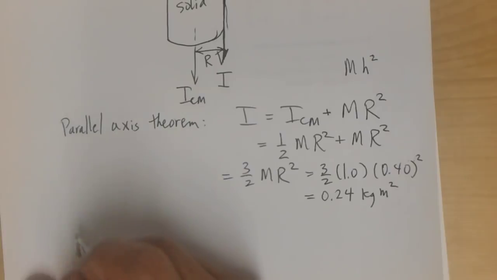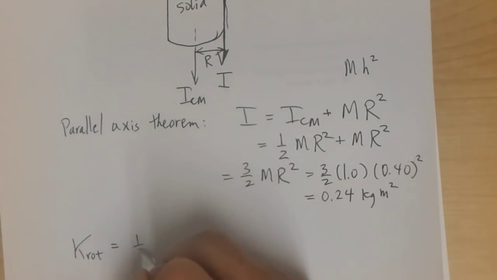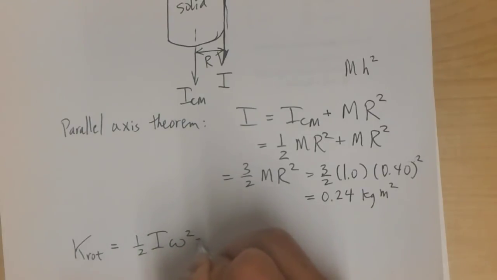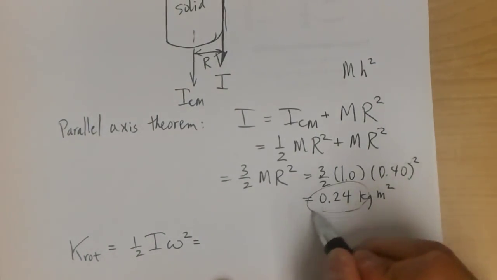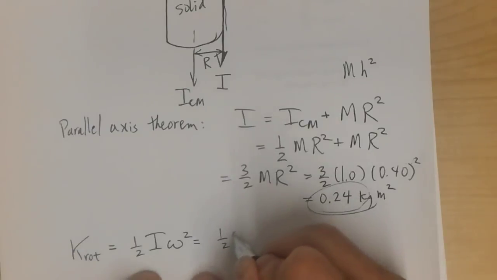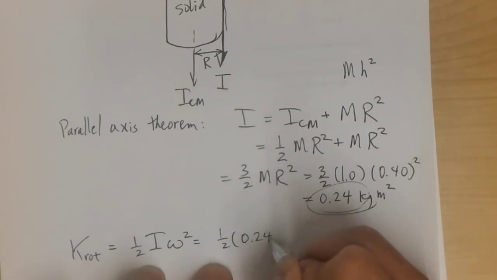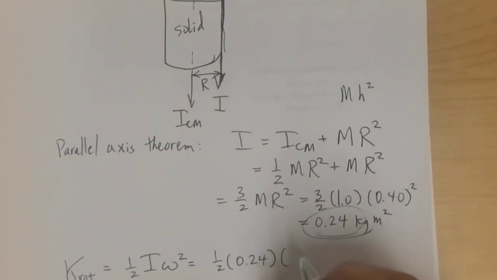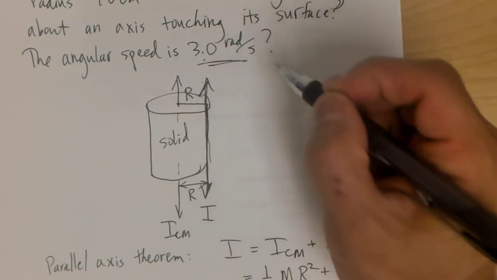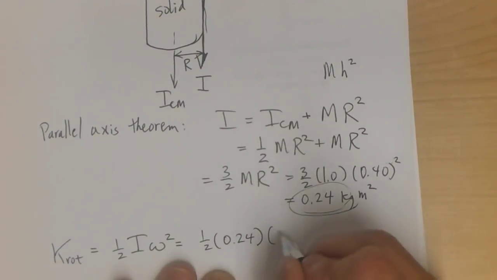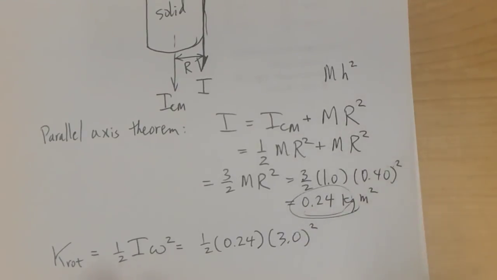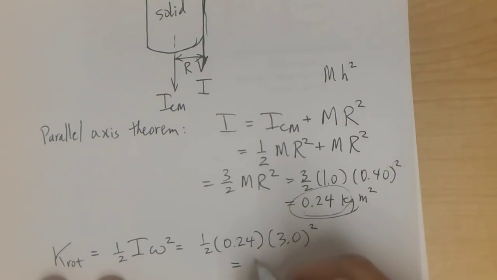Now the last step is to calculate the rotational kinetic energy. That's 1/2 I omega squared. So we have I here. We have 1/2 times 0.24 times omega, that's given up here. Omega is 3.0 radians per second. Square that. And so we end up with 1.08 joules.